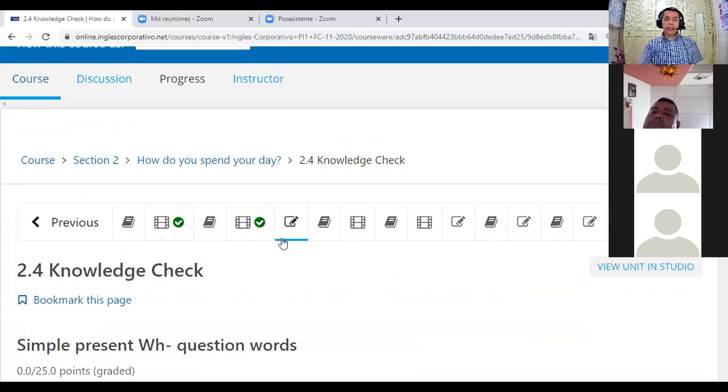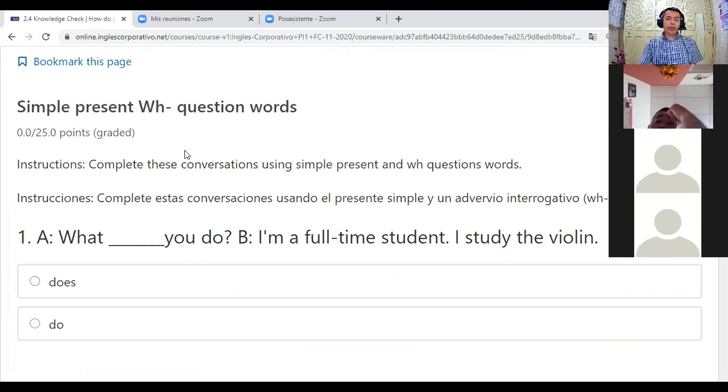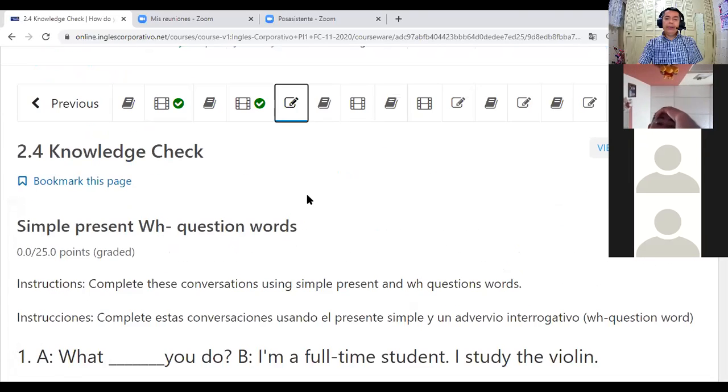We're going to finish with the knowledge check, right? Knowledge check. Simple present WH question, right? Now, you just have to think, what is the subject? ¿Cuál es el sujeto? What is the subject? Is it singular? Is it plural? Is it they? Is it he? Is it she? According to that, you're going to answer, right? Remember, for he and she, in questions, we use does. And for I, you, we, and they, we use do, right?